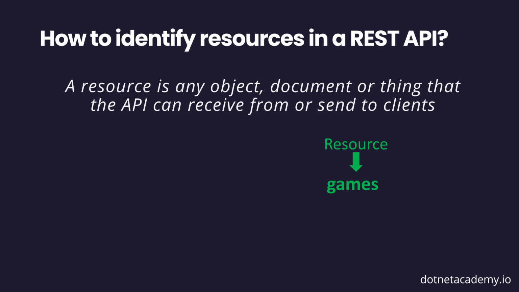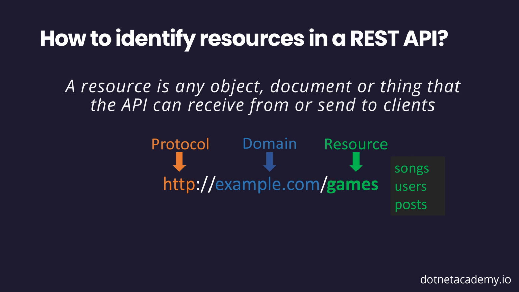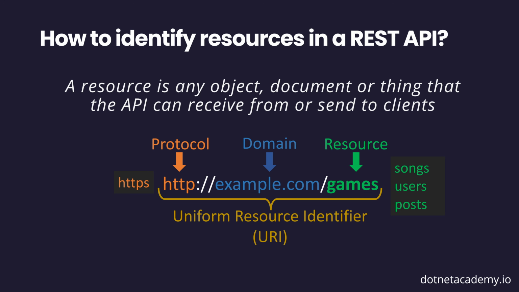But in other applications, like the Spotify example, one of the resources could be the songs. And in the LinkedIn example, one resource could be the users and another one the LinkedIn posts. These resources will be hosted on some domain, which could be a public domain, an intranet location, or it could be just your dev box. And they can be accessed either via the HTTP protocol or the HTTPS protocol, which is a must in public environments. So when you combine all of this, you get what we know as a Uniform Resource Identifier, or URI.